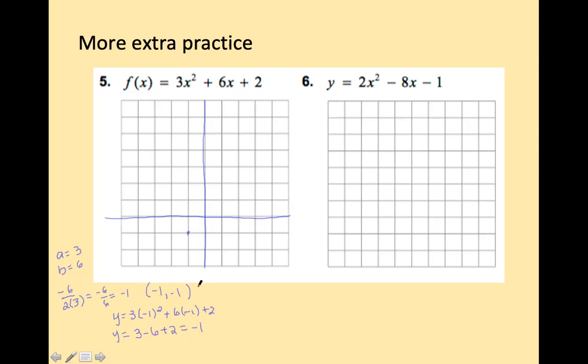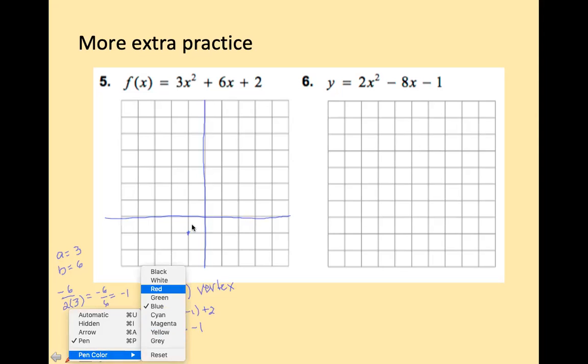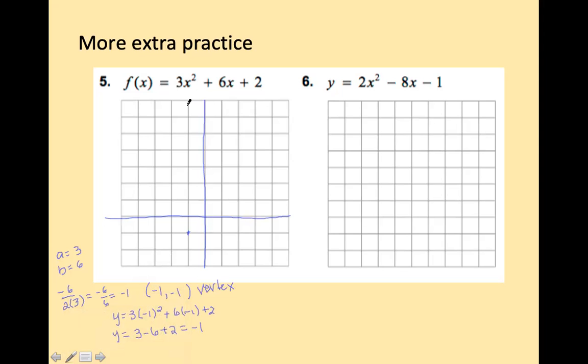So that's my vertex. The other thing I should notice, and I'm going to switch colors here, is that the axis of symmetry, remember, always runs through your vertex. It's a vertical line running through the vertex. So I know that's my axis of symmetry.